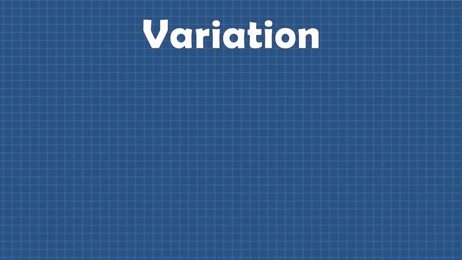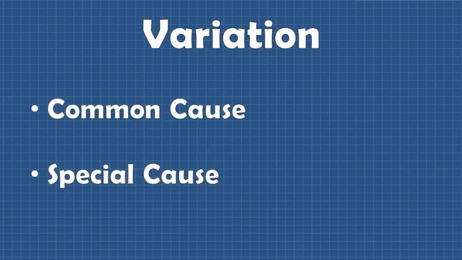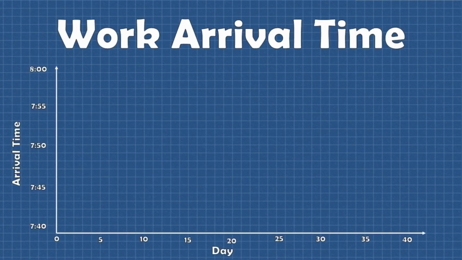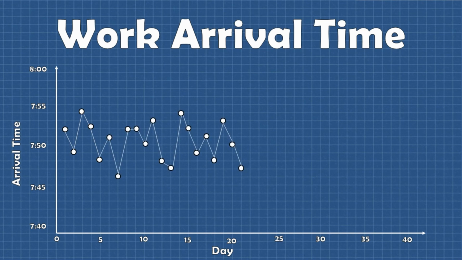First piece of understanding control charts is understanding variation. There are two types of variation, common cause variation and special cause variation. To help us understand these concepts, let's use an example. Think about the time that you get to work every day. Is it exactly the same time? Or would you say you usually arrive between a certain range of times? Say you usually arrive at work between 7:45 and 7:55, with an average time of 7:50.